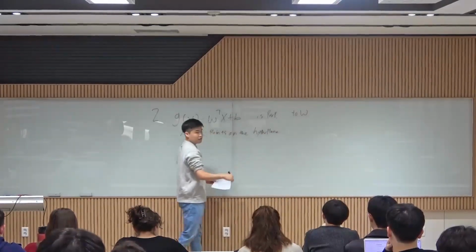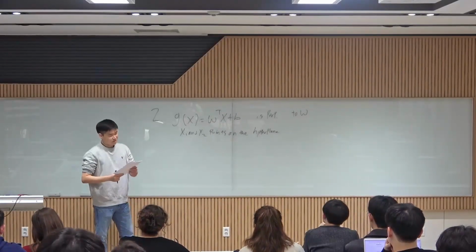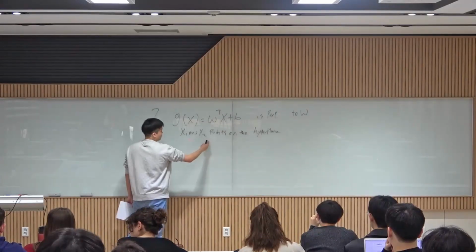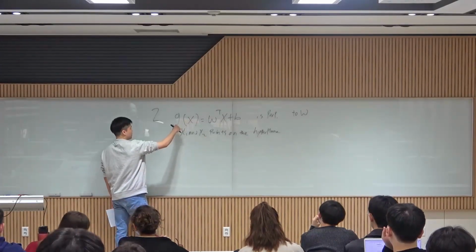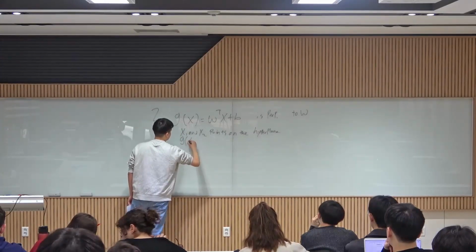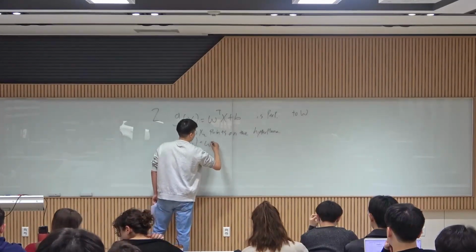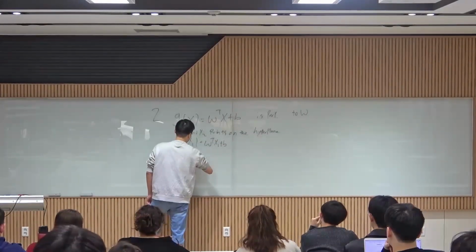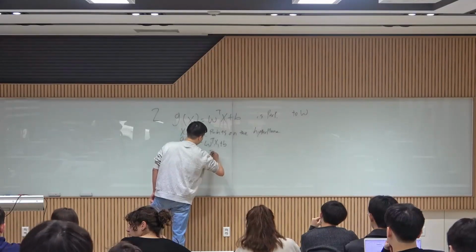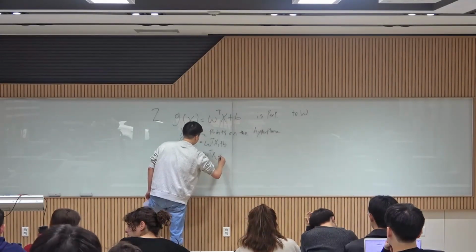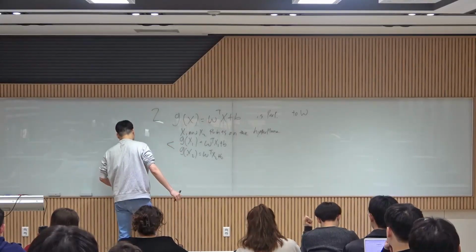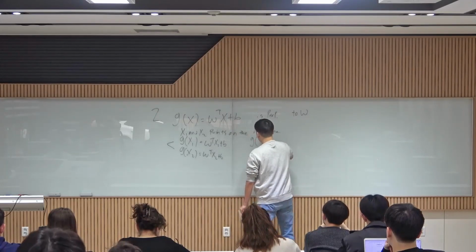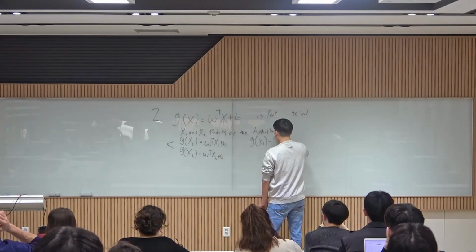Sorry for my bad handwriting, so if you have any questions regarding my handwriting, please tell me. So if x1 and x2 are any points on the hyperplane, then we can write the equation like g(x1) is equal to omega^T x1 + b, and g(x2) is omega^T x2 + b.